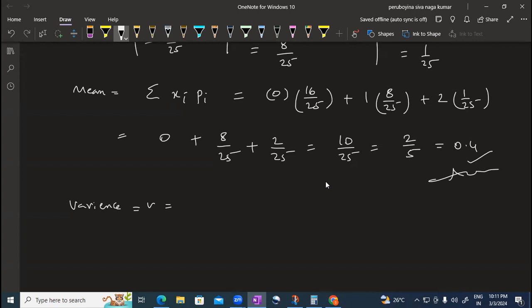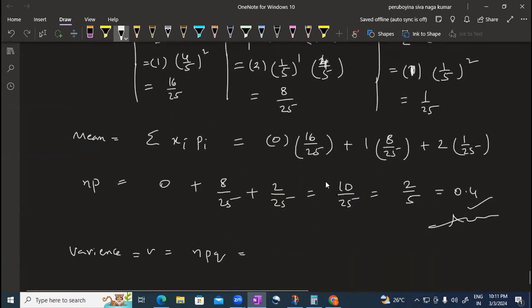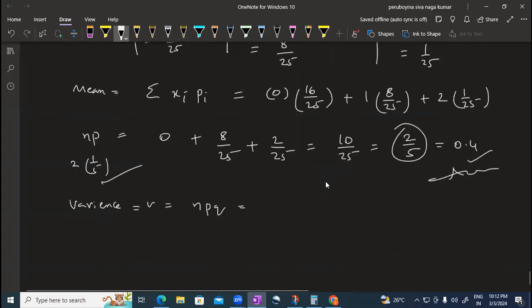Else you can use it as a binomial distribution. No? You can use npq also. Here the mean is equal to np also. np is also the same, 0.4 only. n is 2, p is how much? n is 2, p is 1 by 5. So 2 by 5, no? You got the same answer, okay?